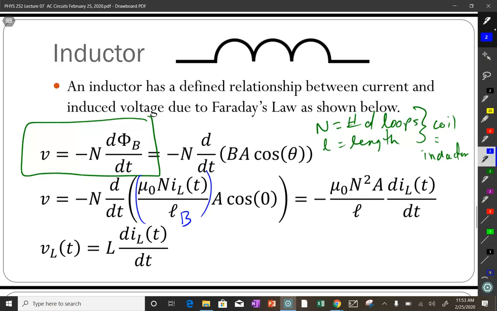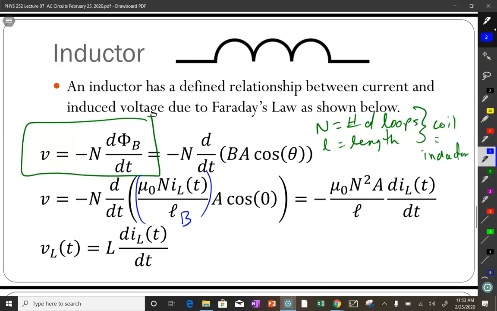There's the number of loops, and mu naught is a constant. Now, the area isn't going to change. It's just a constant, the cross-sectional area, the area of the circle if you have a circle.